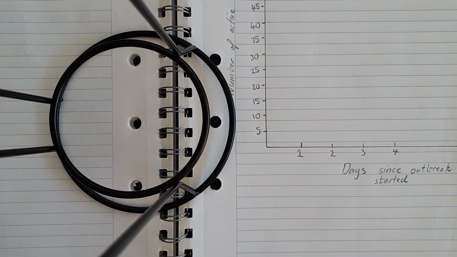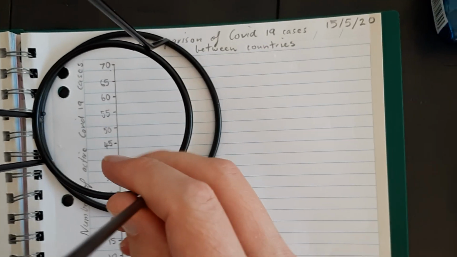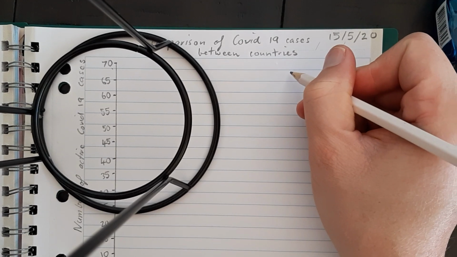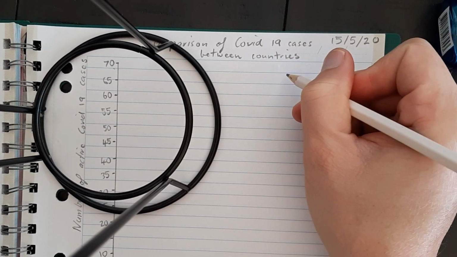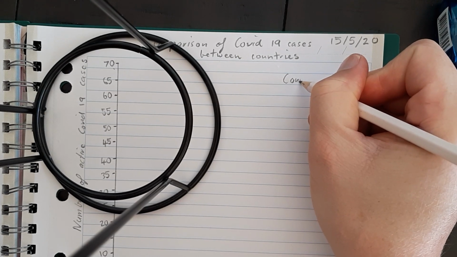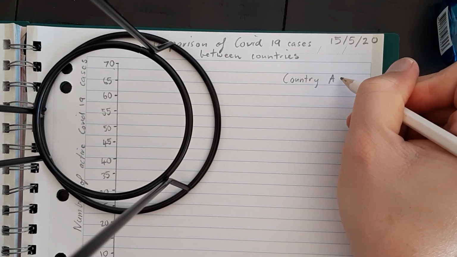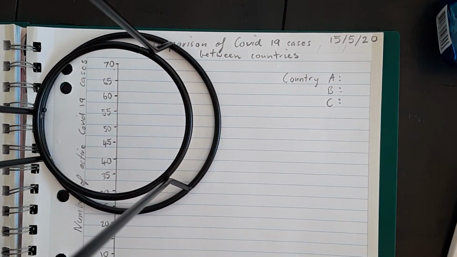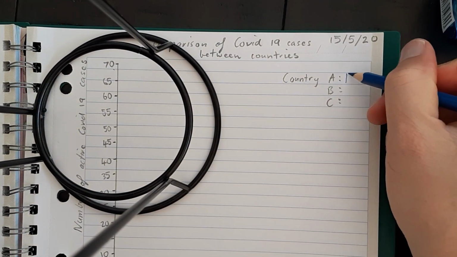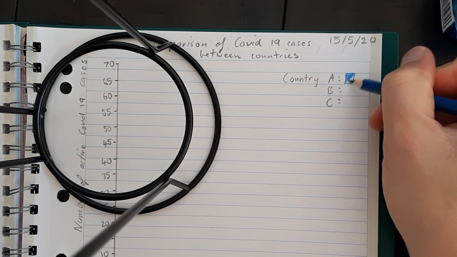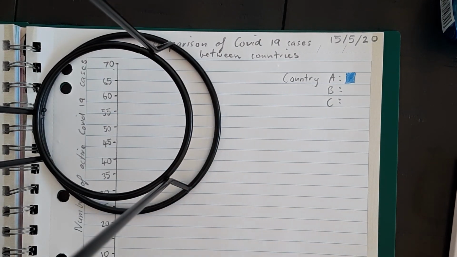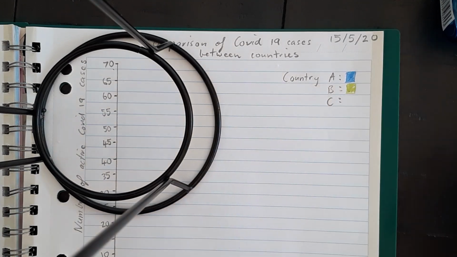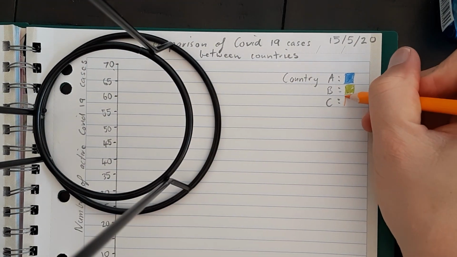All right, so where we might make my little key, my little legend up here. Country A, country B, and country C. Country A can be blue. Country B can be green. Country C can be orange.